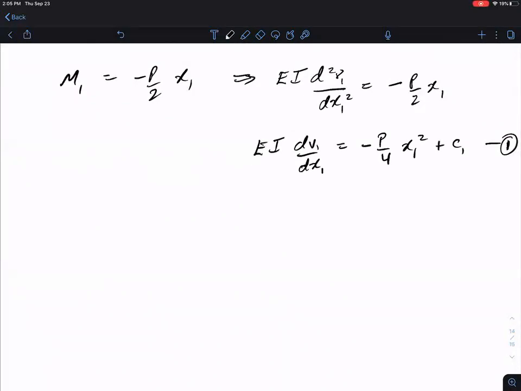And then if we do a second integration, we get EI times B1 is equal to minus P over 12 x1 cubed plus C1 x1 plus C2.